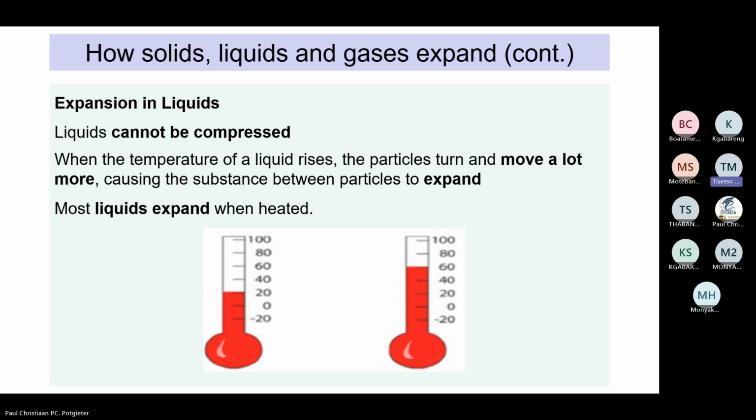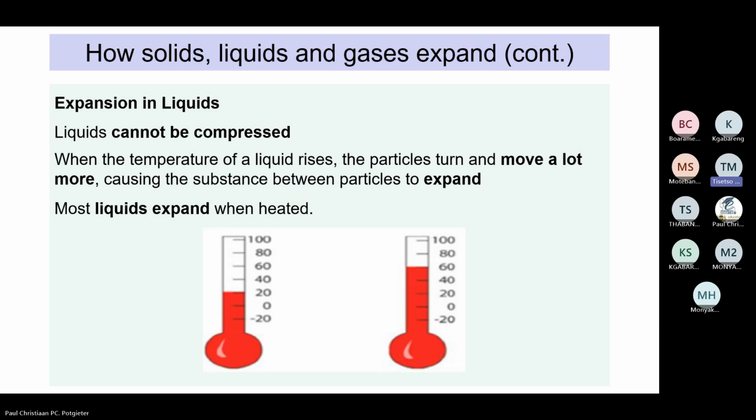When the temperature of a liquid rises, as you will see here in a laboratory thermometer, the particles can only move up. That is why the reading on the thermometer moves from 20 to 60. The particles move a lot more, causing the substance to expand. Remember, the liquid cannot expand sideways. The only escape for it to expand is if it moves up the column of the thermometer. Most liquids expand when heated.